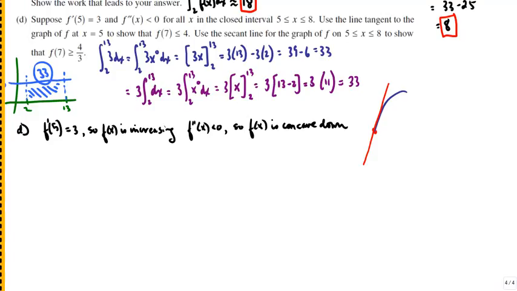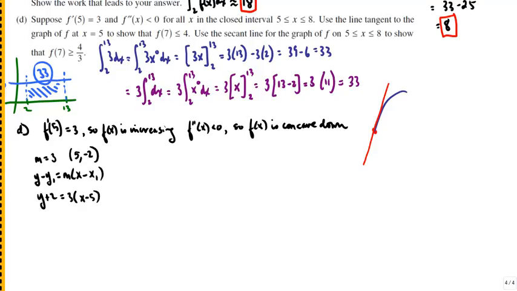And what we're trying to do here is we want to use the line tangent to the graph of f at x equals 5 to show that f of 7 has to be less than or equal to 4. So we need to construct the equation of the tangent line at x equals 5. So we need a tangent line, and we're told that the derivative at 5 is 3, and we need a point. And going back to our original table, we're told that when x is equal to 5, y is equal to negative 2. So we have a slope and we have a point, and we're just going to calculate the equation of the tangent line.